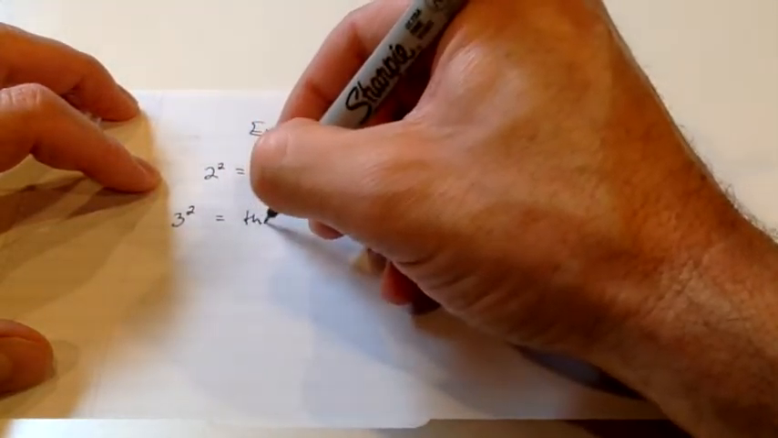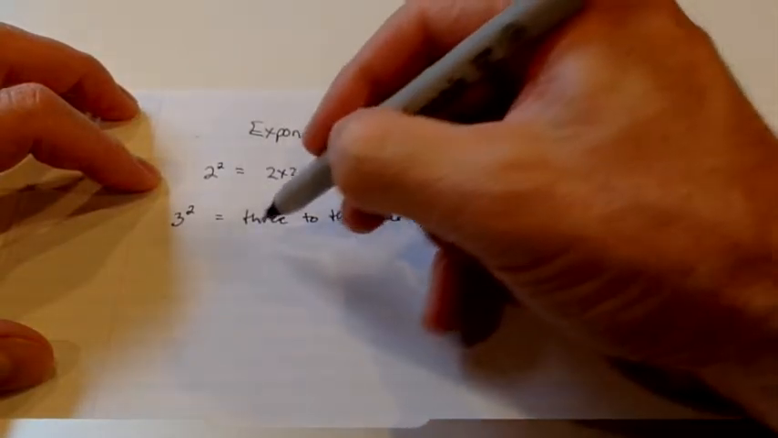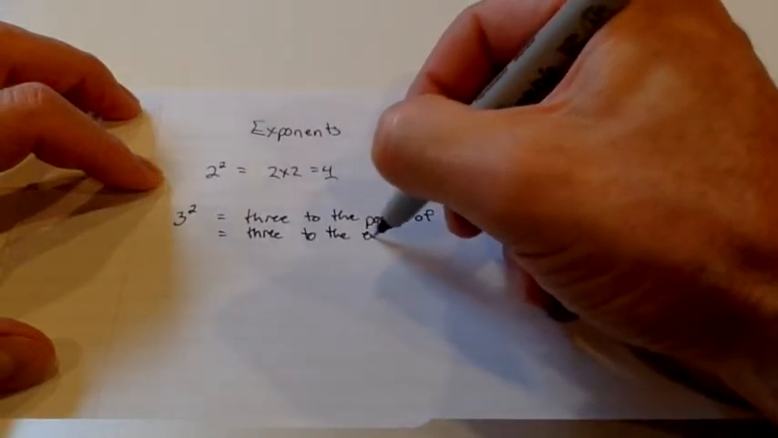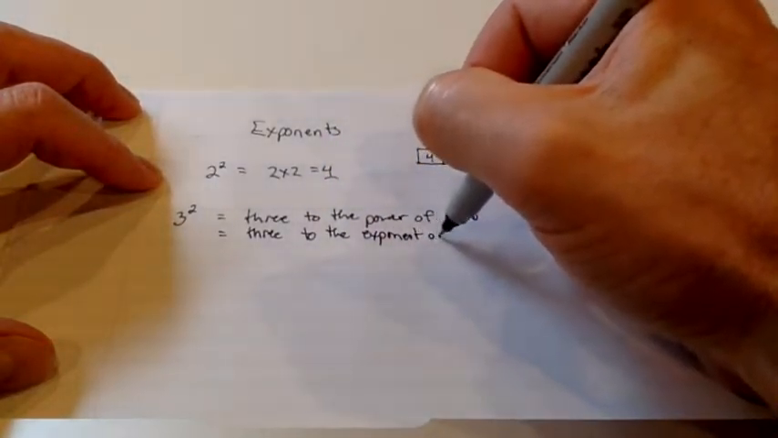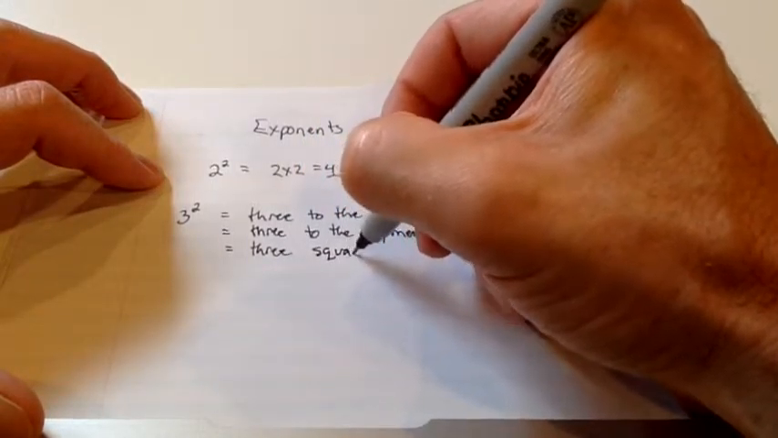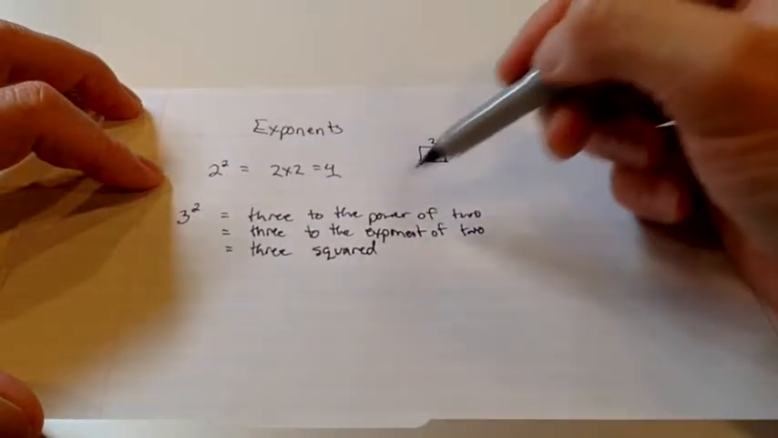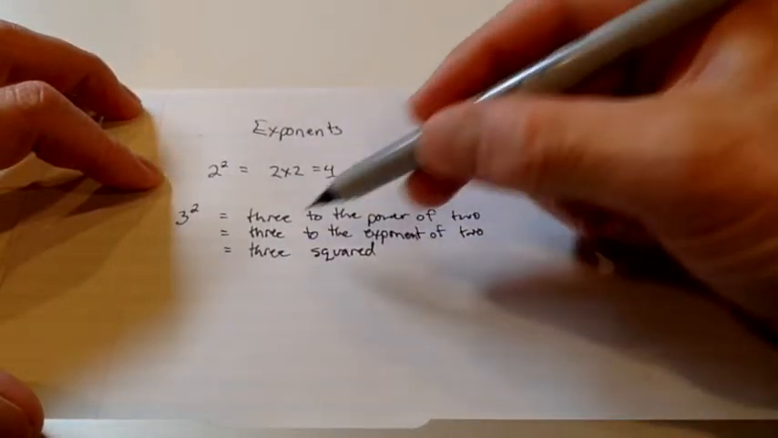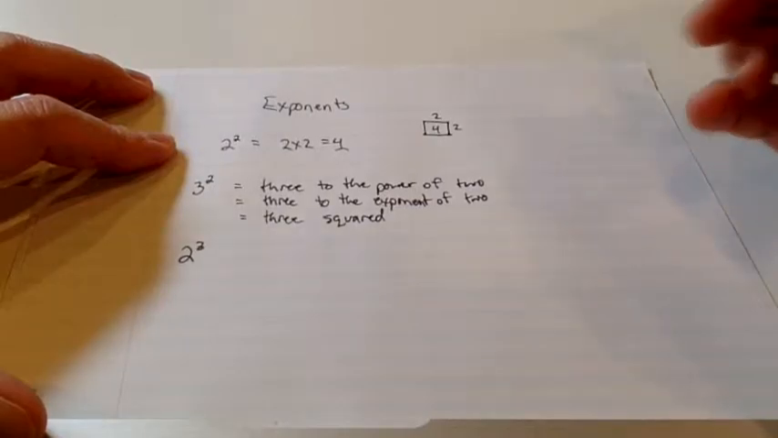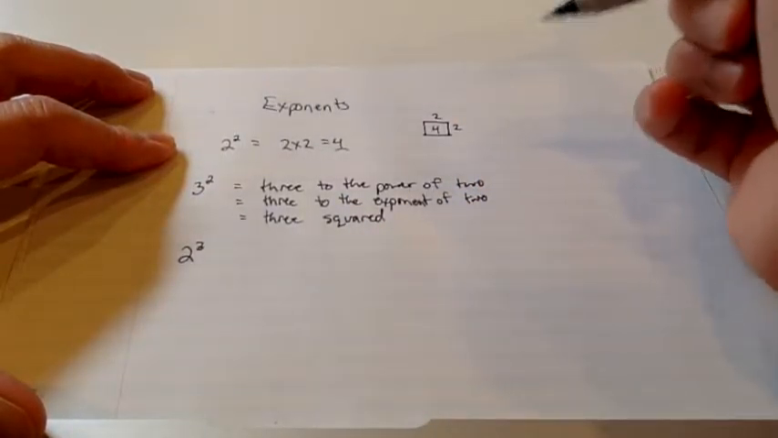3 to the power of 2 can mean 3 to the exponent of 2, or we could say it is 3 squared. They all mean the same thing. Power of 2, exponent of 2, and 3 squared. All the same thing. But how about if I take the 2 and I put a 3 up there? It means the same thing as these things, but using the different numbers.